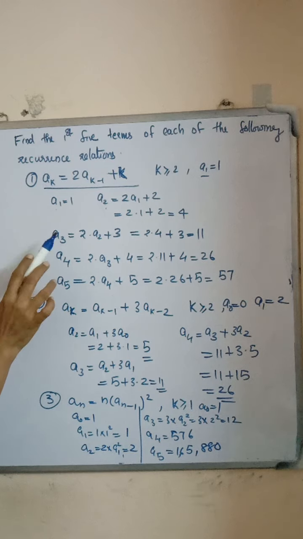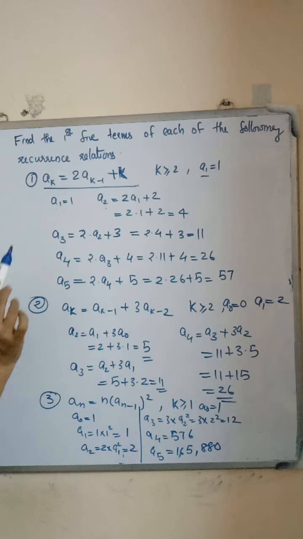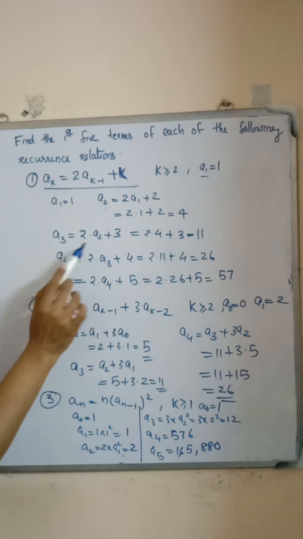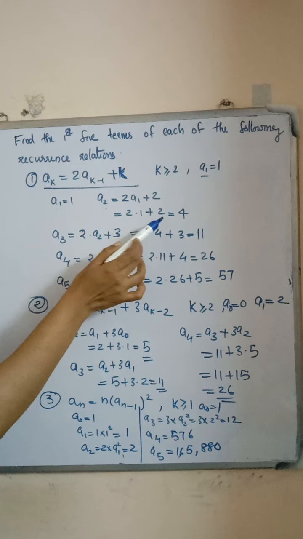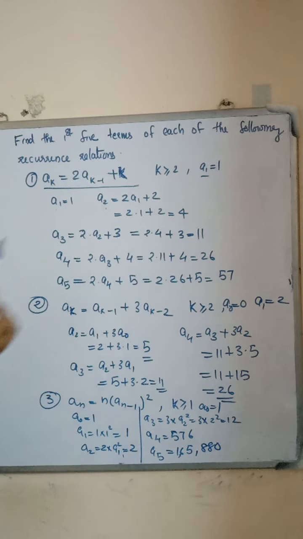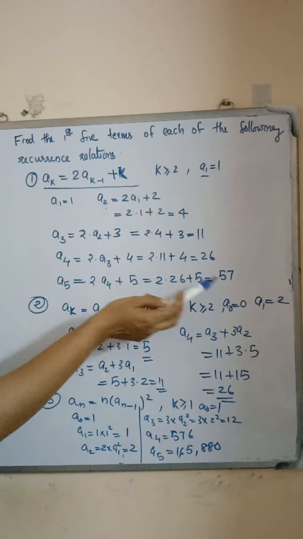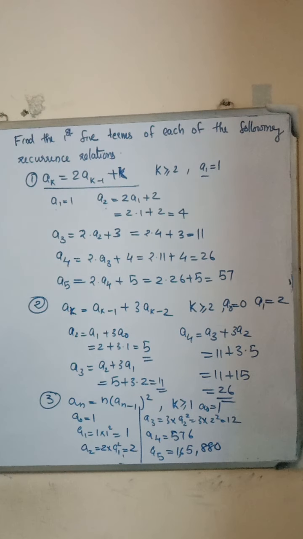Similarly, a3 is equal to 2a2 plus 3. That is equal to 2 into a2, which is 4, 2 into 4 plus 3 is equal to 11. Similarly, we have to find a4 as 2a3 plus 4, and a5 as 2a4 plus 5, that is equal to 57.